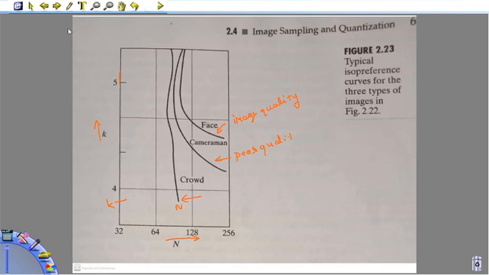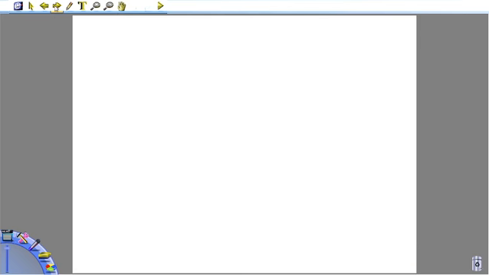Okay, now next let us consider the problems. Before going ahead, the first concept you need to know is neighbors.